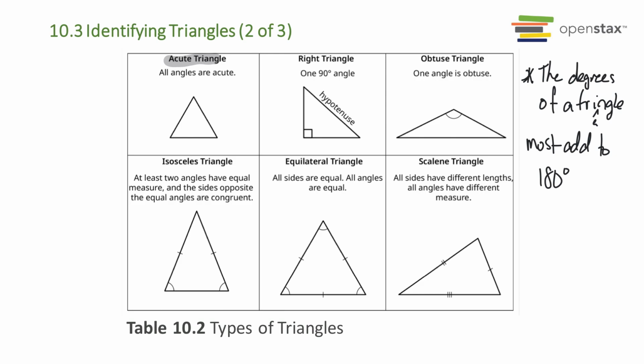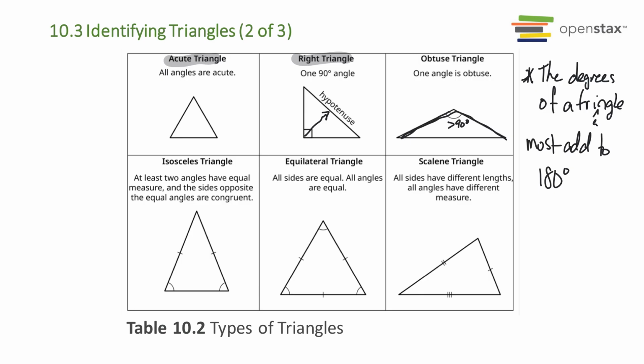A right triangle is a triangle where one of the angles is a right angle, and the side opposite the right angle has a special name. It's called the hypotenuse. And then an obtuse triangle is one that has an angle that's greater than 90 degrees. So if it's greater than 90 degrees, then it is an obtuse triangle.